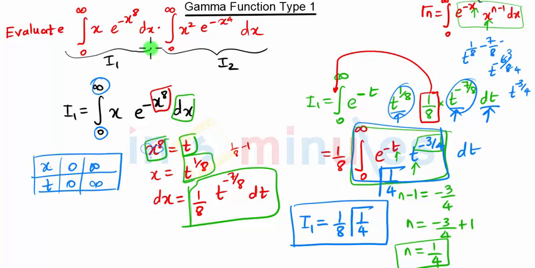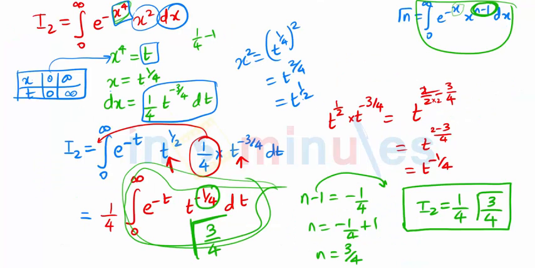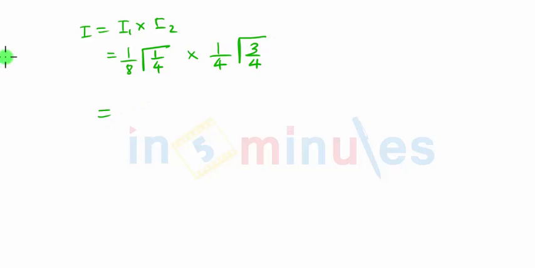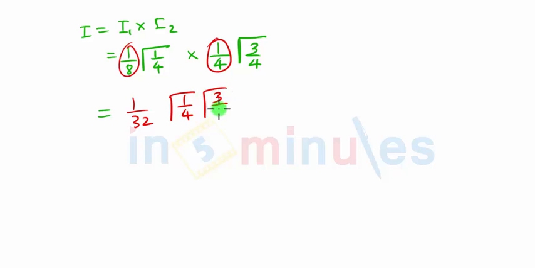Okay. So the final solution will be I1 into I2. So our I will be I1 into I2. And we got I1 as this value and we got I2 as this value. So we substitute that. I will be I1 into I2. We got I1 as 1 by 8 into gamma of 1 by 4, and we got I2 as 1 by 4 gamma of 3 by 4. So this 1 by 8 and 1 by 4 can be combined as 1 upon 32, and here we have gamma of 1 by 4 into gamma of 3 by 4.